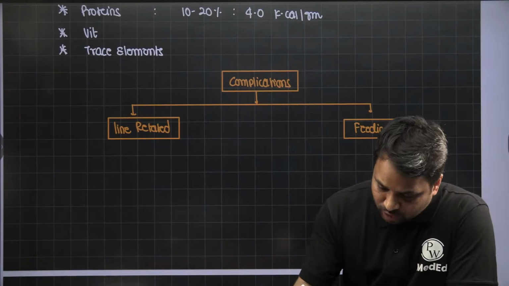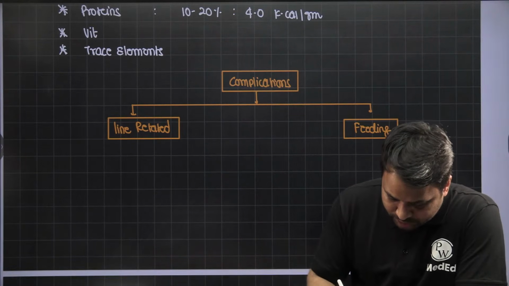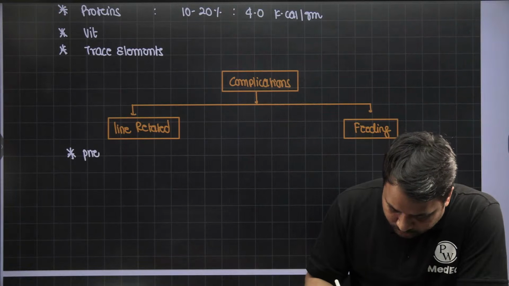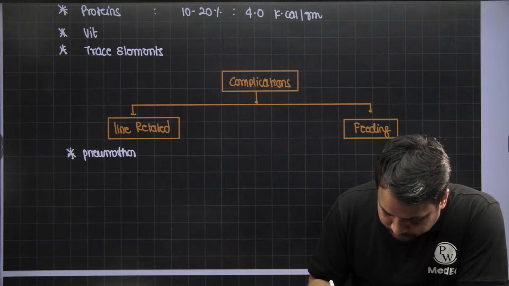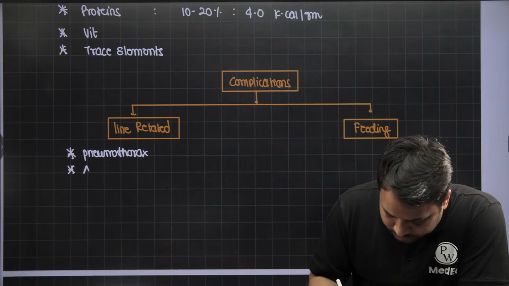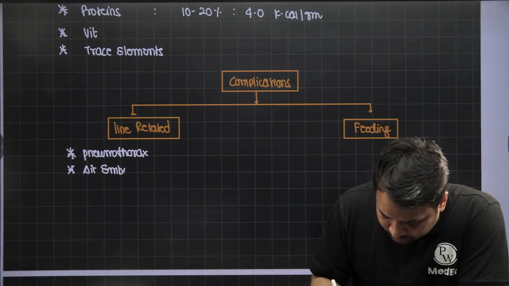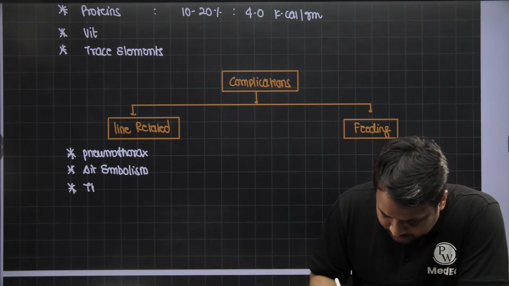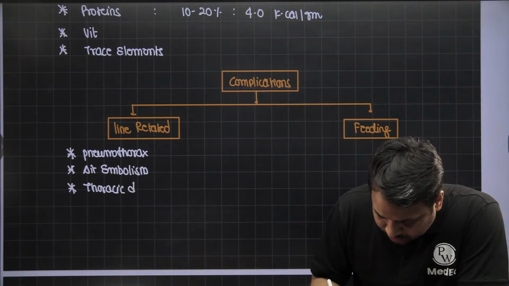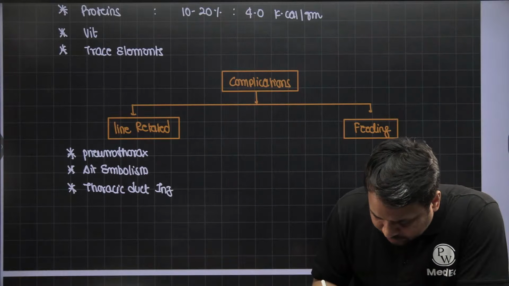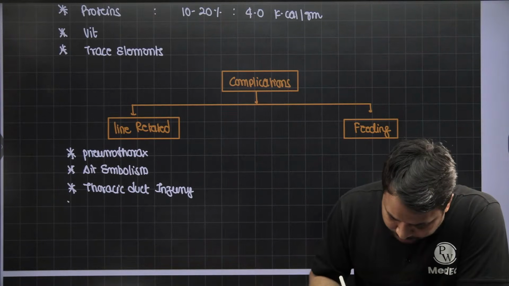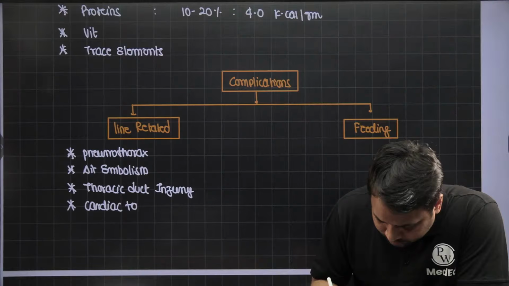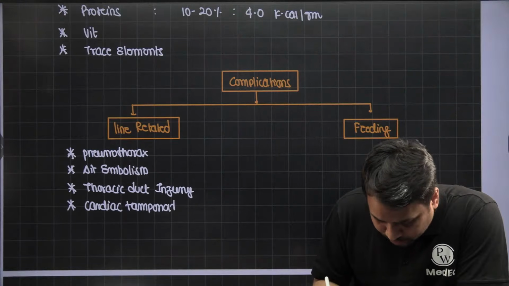So when I say line related complications, the most important one, while inserting the line itself, it can result in pneumothorax. It can result in air embolism. It can be associated with the thoracic duct injury. Can result in cardiac tamponade. All these can occur during the insertion.